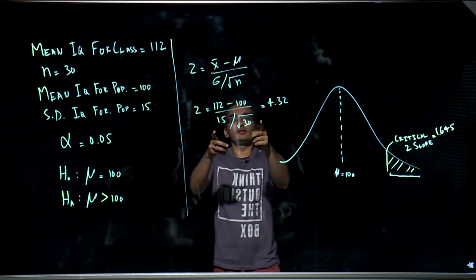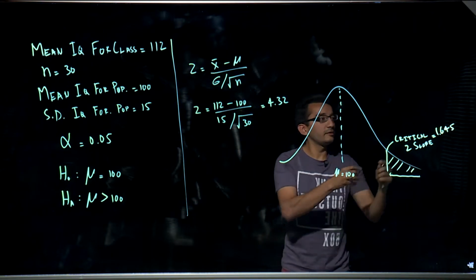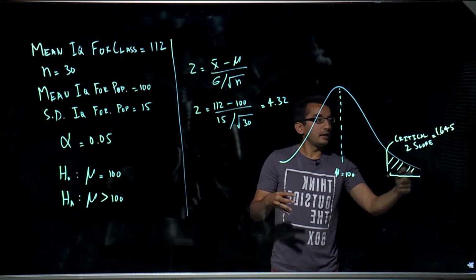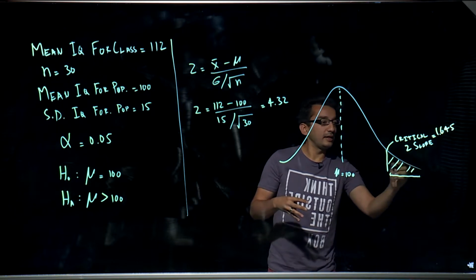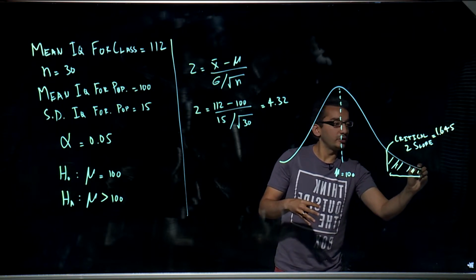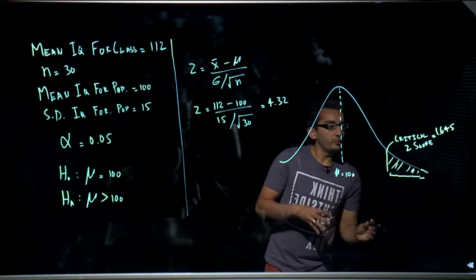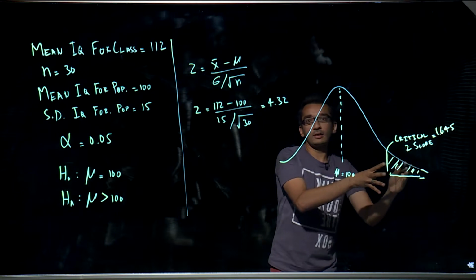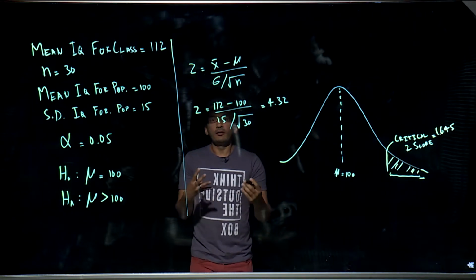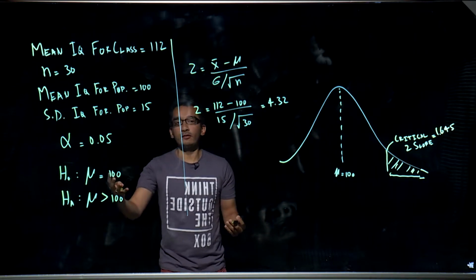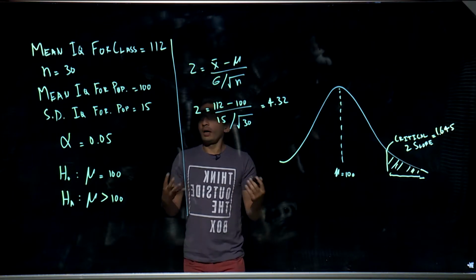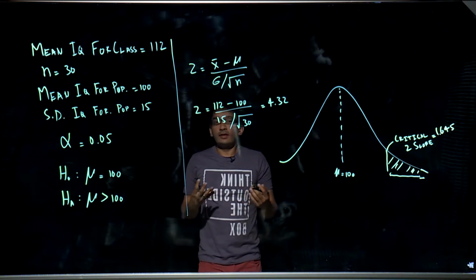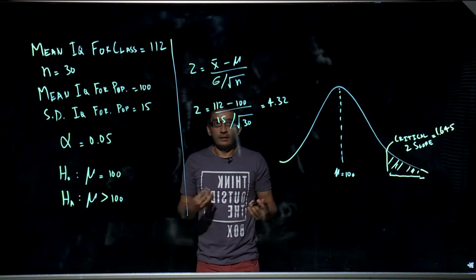So let's compare this z-score to the critical z-score. We can easily see that the z-score is way greater than the critical z-score, which means that it lies somewhere in this region, which means that this number lies in the area of rejection, which ultimately means that we can reject the null hypothesis that mu is equal to 100. And through hypothesis testing, we can say that the mean IQ for this class is greater than 100.